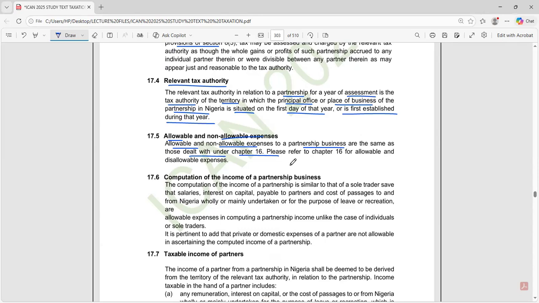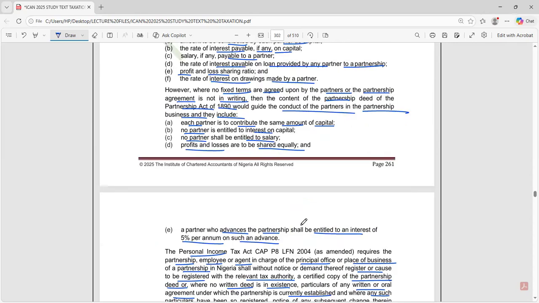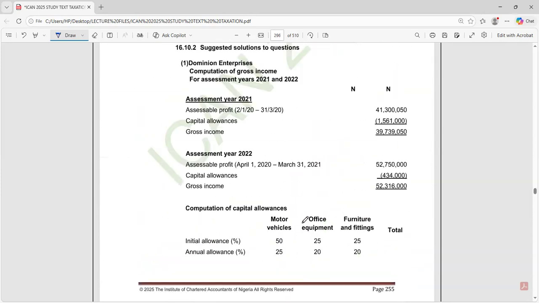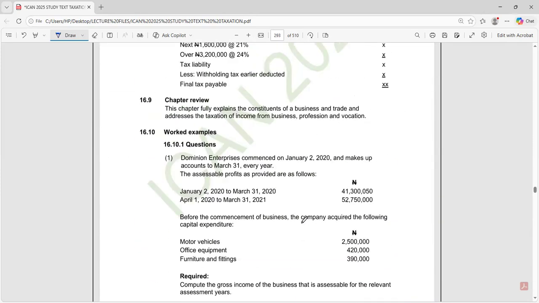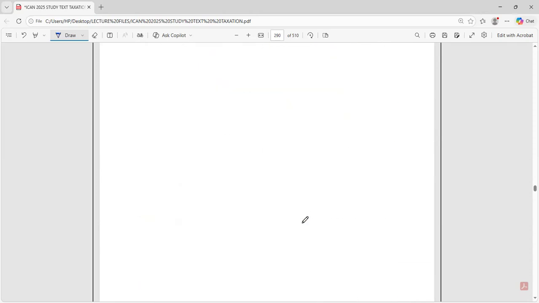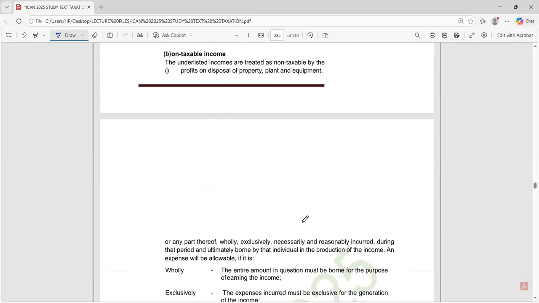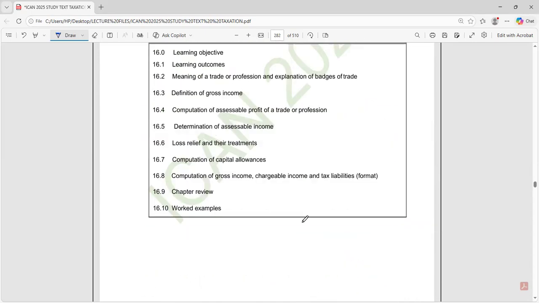You understand? So allowable and disallowable expenses for a partnership business are the same as that dealt with under chapter 16. Please refer to chapter 16 for allowable and disallowable what? Expenses. I don't know what is in chapter 16, but let's check. But that should be accounting and taxation of sole proprietorship or company. Let's see any of them. Let's just check. Should be for company, Abi.